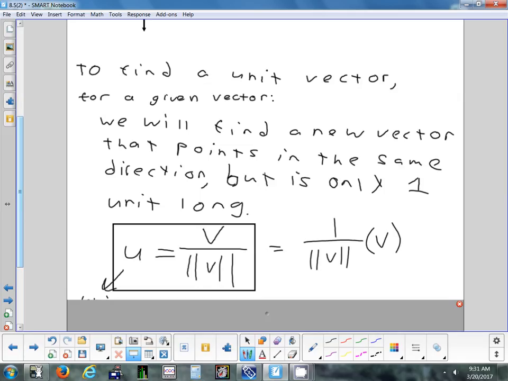Okay, so that's how you can turn a vector into a unit vector. Okay, so step 1 is find out how long is your vector. If it's already 1 unit, don't worry about it. It's already a unit vector. If it's not, you're going to have to scale it. And you always scale it by 1 over its length, or that's the same as saying divide the vector by its length.